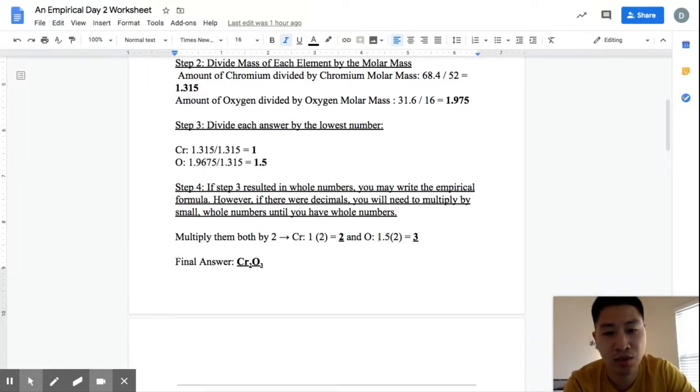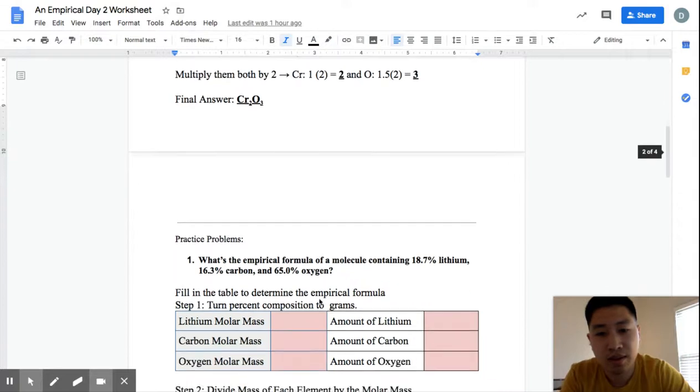So they start with the smallest number. I mean, obviously if you do 1 times 1.5, it still gives you 1.5. But if you do 1.5 times 2, that'll give you a whole number, which gave them their 3. So the final answer came out to be Cr2, which they got from doing 1 times 2 up here. And then O3, because they did 1.5 times 2, gave them 3.